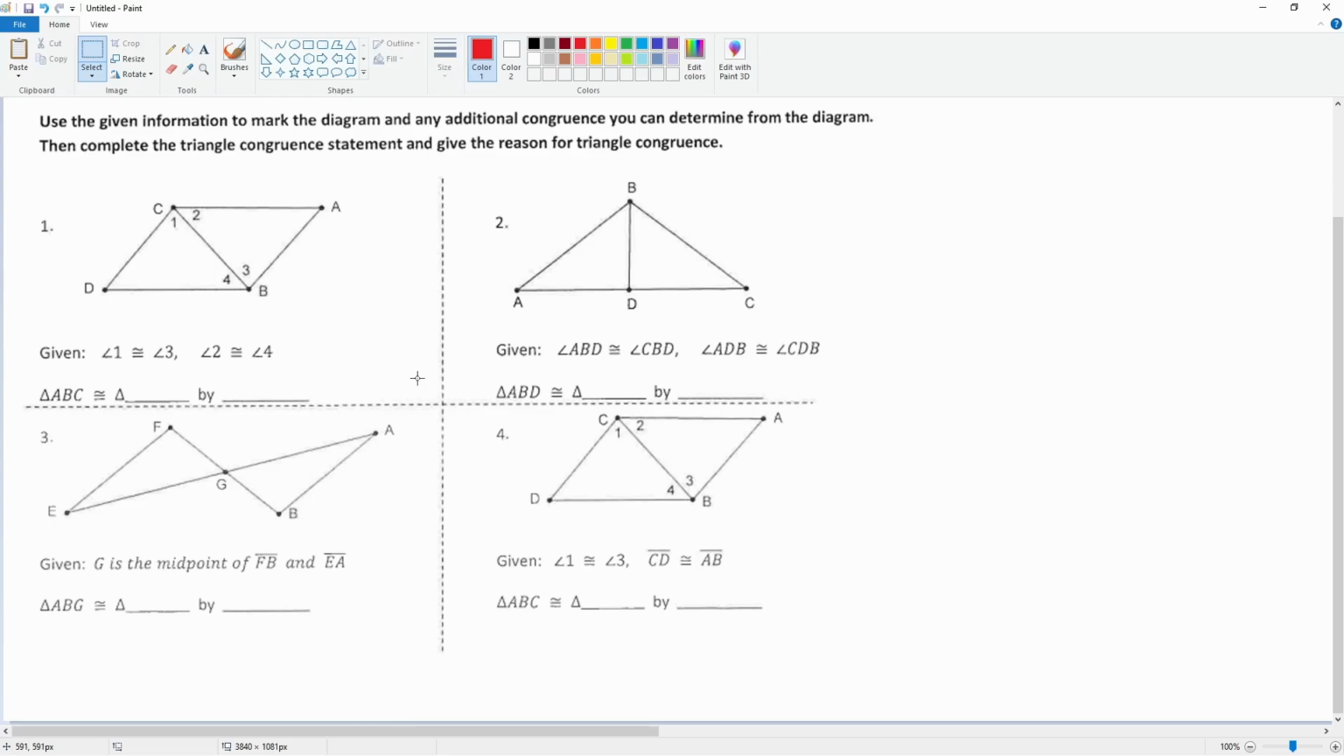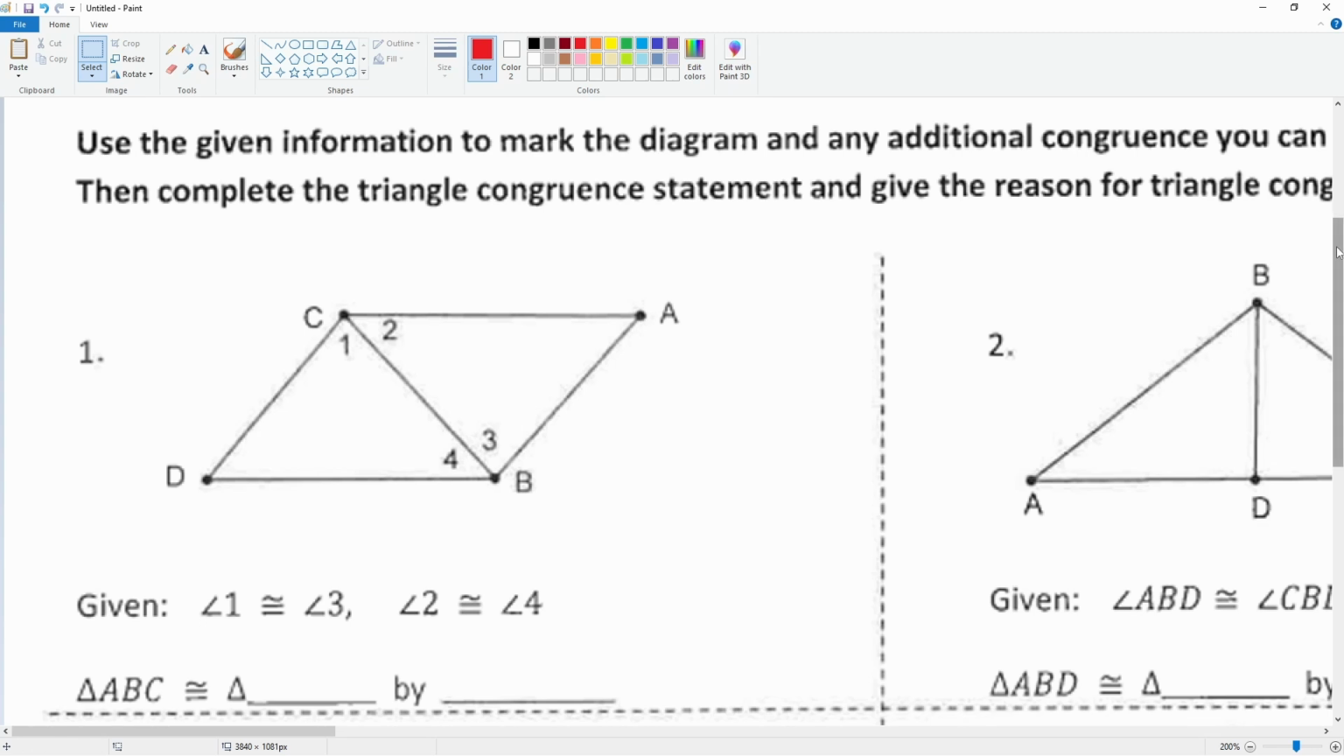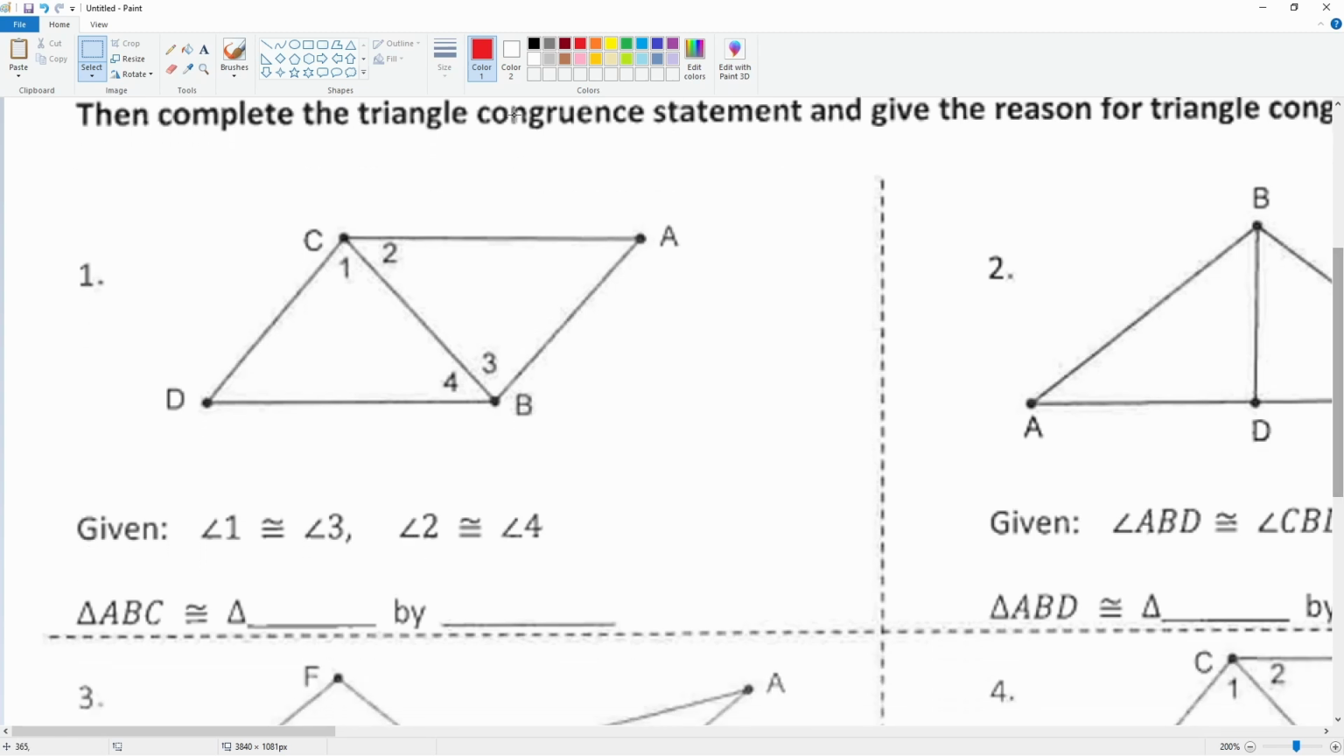Okay, you're going to be using the information given to mark the diagram with any additional congruency you can determine from the diagram. Then complete the triangle congruency statement and give the reason for the triangle's congruency. So for the first one, we have angle 1 is congruent to angle 3 with one curve.